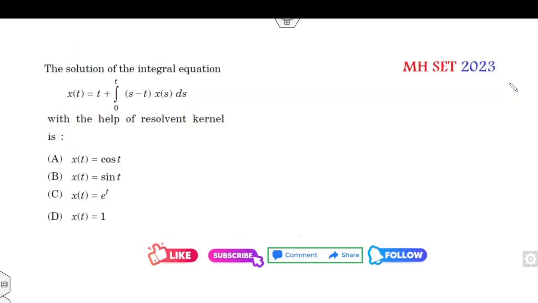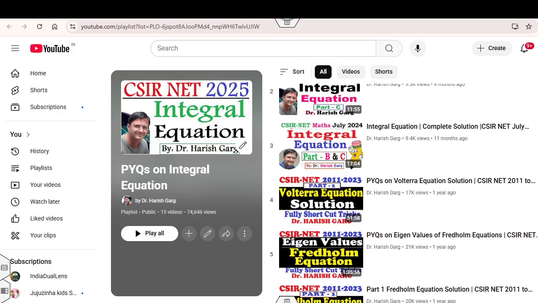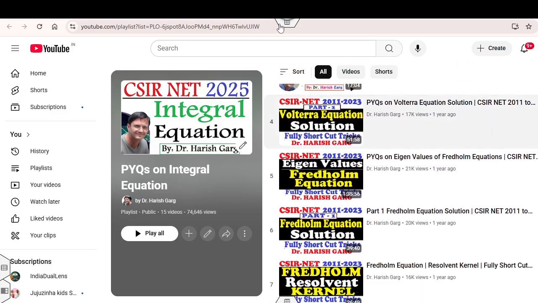Okay, look at this another one. MH SET 2023. First of all, you can see these are not constant. This is not a constant. So basically, this is not the Fredholm equation. This is basically the Volterra equation. Fine. And how can you solve the Volterra equations? You can see this lecture, Volterra equation solutions. Fine. And Volterra equation solutions. So how can you solve them?